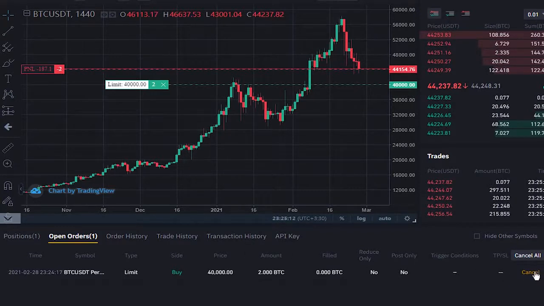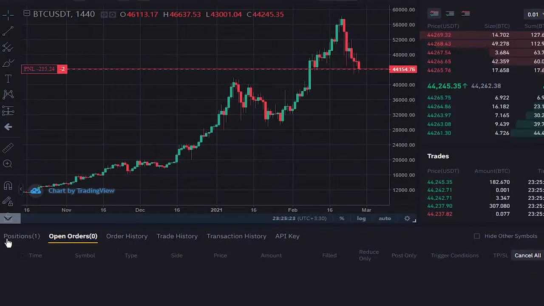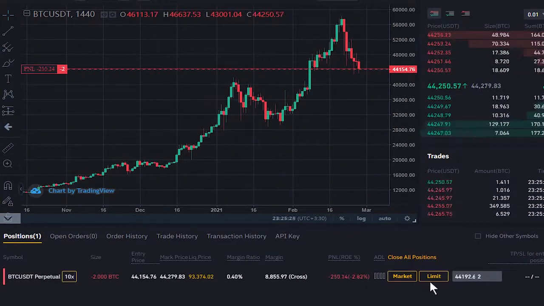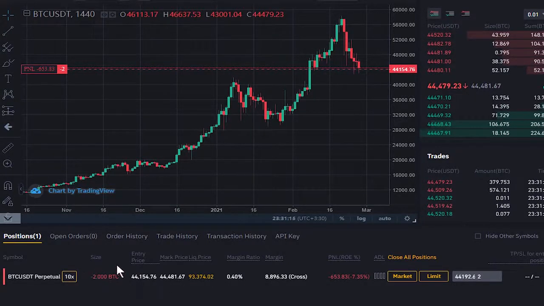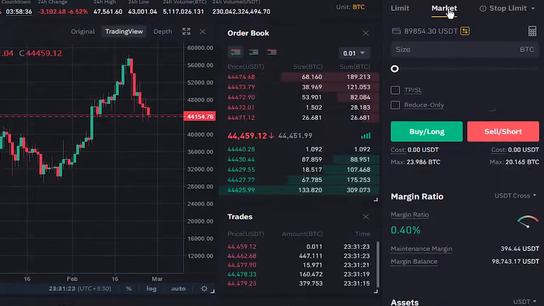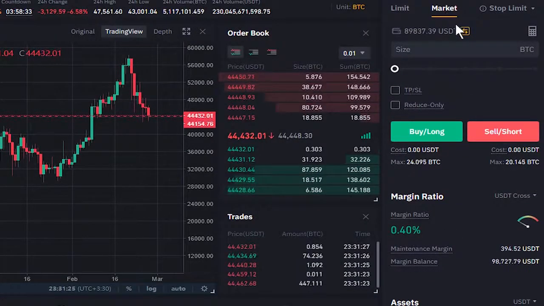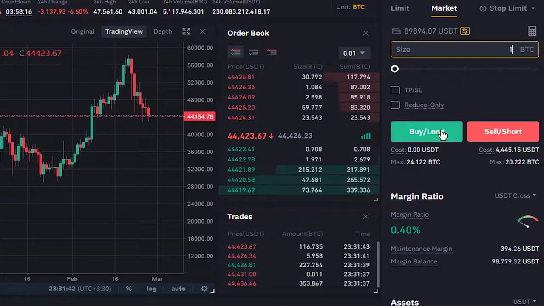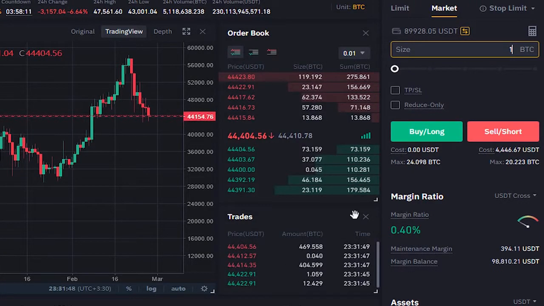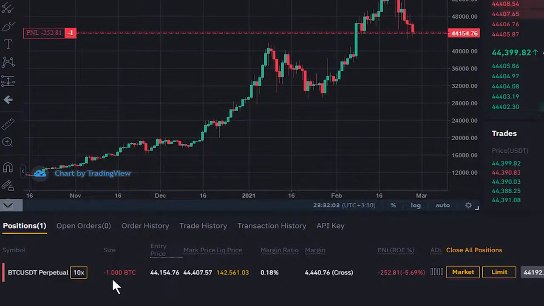Let me cancel this order. And here you can also place an opposite order, a long limit order, simply by entering 40,000 here and 2 Bitcoins and clicking on limit, as I explained. Please pay attention that we can also close only part of an open position. For example, here we have a short position of 2 Bitcoins. Here I go to market order just to illustrate what happens, and I enter the size 1 Bitcoin, and I want to go long, opposite of our open position. And when I click on buy, my position is reduced to 1 Bitcoin.